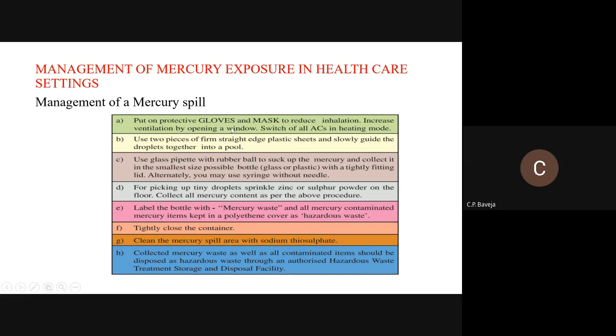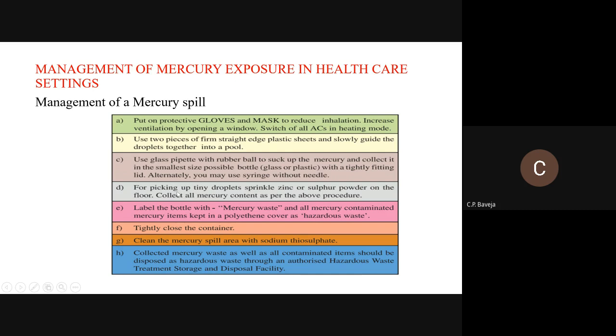And another way is to use a glass pipette with a rubber ball to suck up the mercury. Mercury can be sucked up by the pipette with the rubber ball, and collected in a glass or plastic bottle with a tightly fitting lid. And you may also use a syringe without a needle. Without a needle, the syringe can also take the mercury drops and put them into the plastic or glass bottle with the lid.